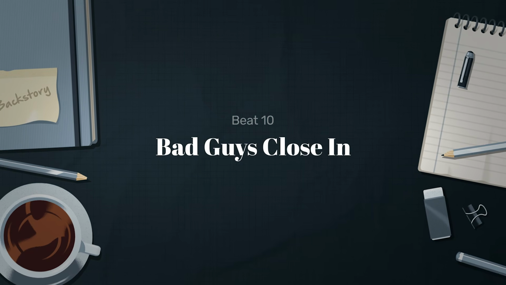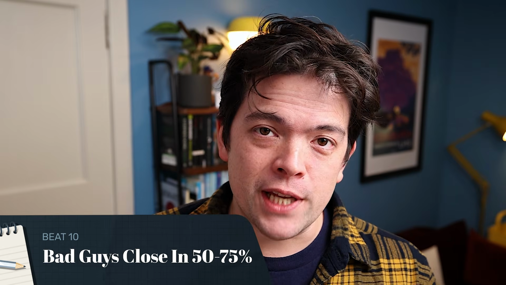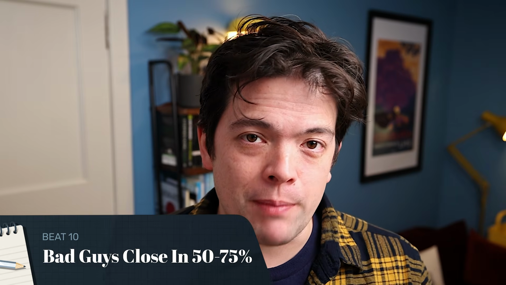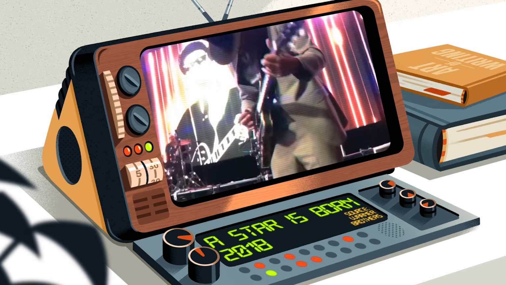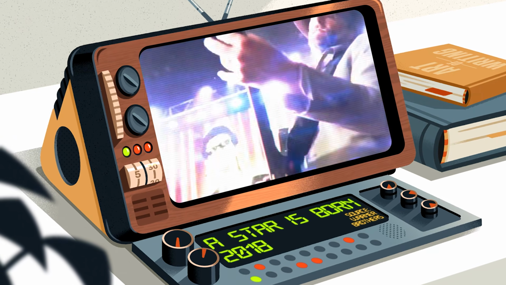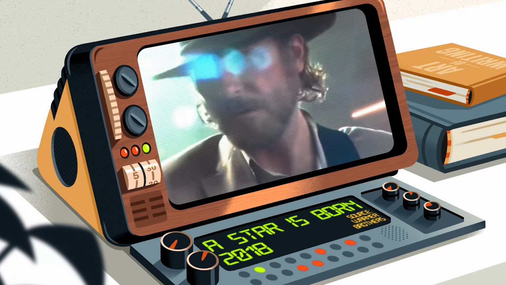Beat 10. Bad guys close in. As the stakes climb, internal and external pressures mount. The protagonists face new challenges and setbacks. In the most recent version of A Star Is Born, there are no literal bad guys. There's no scene where ninjas storm the stage to steal a Grammy from Lady Gaga. Instead, the bad guys, as it were, live in Bradley Cooper's head.